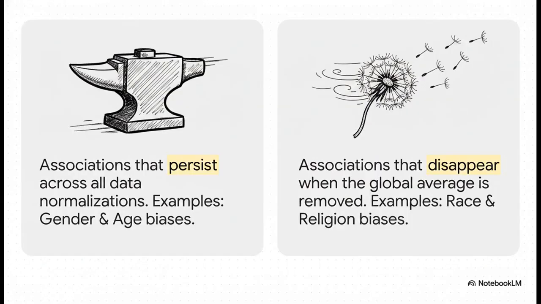And this leads us to one of the most important technical findings of the whole paper. It turns out, not all biases are created equal. The researchers discovered that the gender and age biases were robust, meaning they stuck around no matter how you normalize the data. This suggests they are baked deep into the model's geometry. But biases related to race and religion were fragile. They would flip or even disappear entirely when you simply subtracted the global average. This means they were mostly just an artifact of the coordinate system, not a deeper structural link. And that is a critical distinction for anyone doing serious AI auditing.